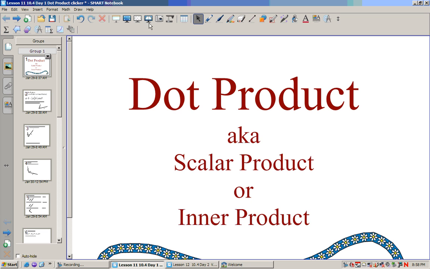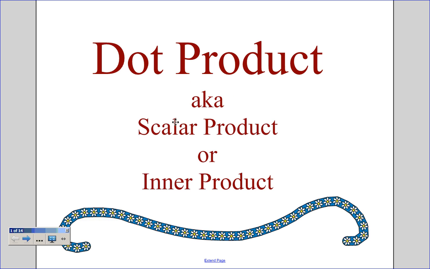Today we're going to learn about the dot product, aka scalar product, or sometimes called the inner product. So this goes by three different names depending on the textbook that you're learning it from. Most common name is dot product, but I felt like I should tell you the other two names just in case you move on and it looks a little bit different.